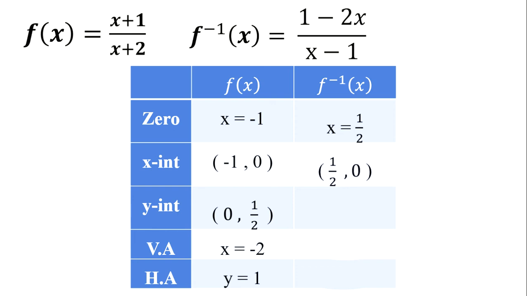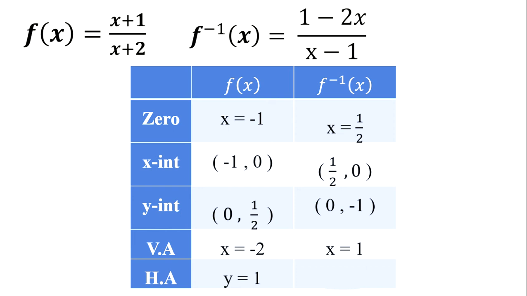And then for the y-intercept, we let x be equal to 0. So 1 over -1. So that's -1. So 0, -1. While for the vertical asymptote, again, look at the denominator, equate it to 0. So x minus 1 is equal to 0. So x equals 1.